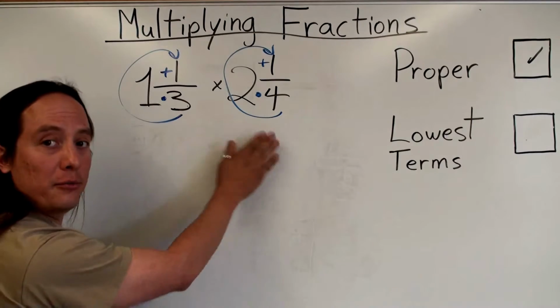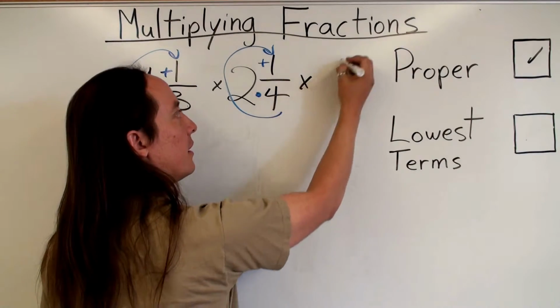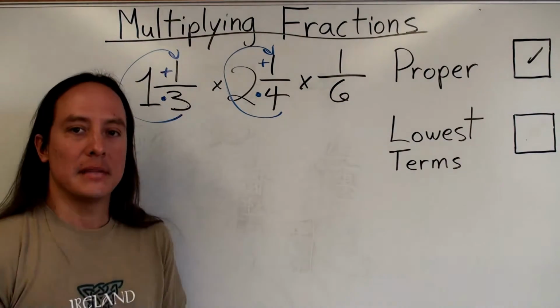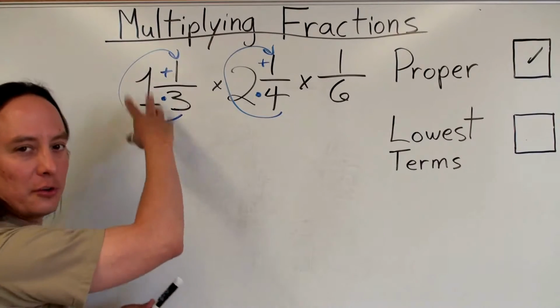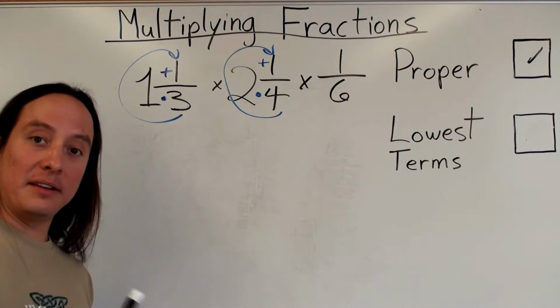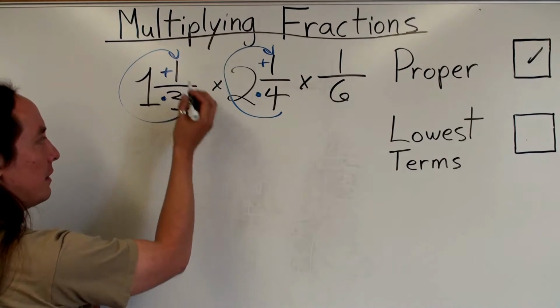So I'm going to use these two fractions, and I'm just going to add a third. That's all I'm going to do, is add a third one right here. Okay. And I'm going to jump ahead. We already know what to do here, right? We can't have whole numbers. We've got to turn them into improper fractions. Okay, so that's 4/3.